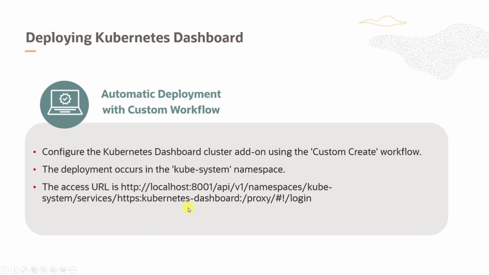Now, how do you differentiate between the two URLs? Well, it's very easy. Notice the URLs for both of these deployments. For the manual deployment, the URL will have kube-dashboard mentioned in it. And for the automatic deployment, it mentions kube-system as the deployment occurs in the kube-system namespace.